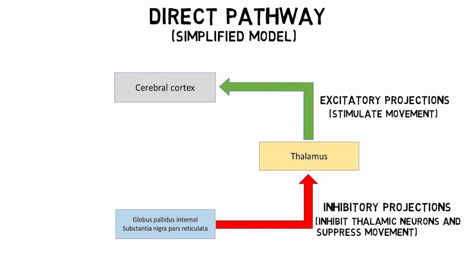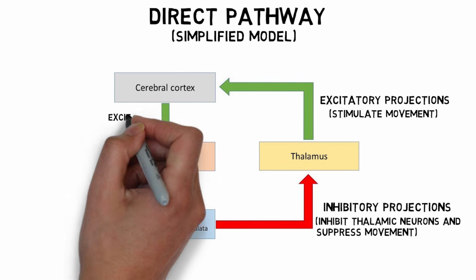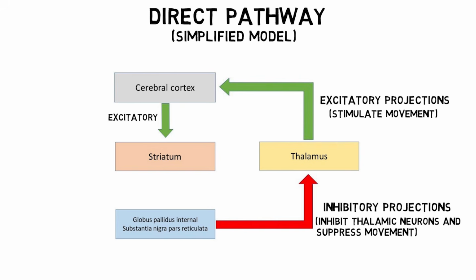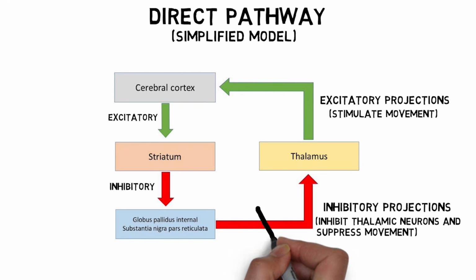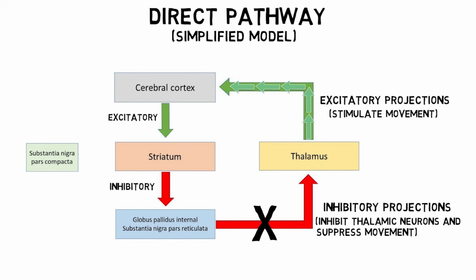When we want to make a movement, however, information about the movement is sent from the cortex to the striatum via the corticostriatal pathway. Glutamate neurons in this pathway excite neurons in the striatum, and the activated striatal neurons release GABA in the globus pallidus internal and substantia nigra pars reticulata, inhibiting the activity of these regions and stopping the inhibition of neurons in the thalamus that are involved with movement. This effectively opens a gate for movement to occur. Activity along this pathway tends to occur just prior to a movement, and thus has been linked to the facilitation of movement.